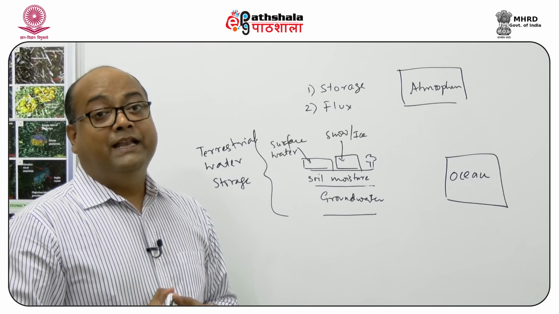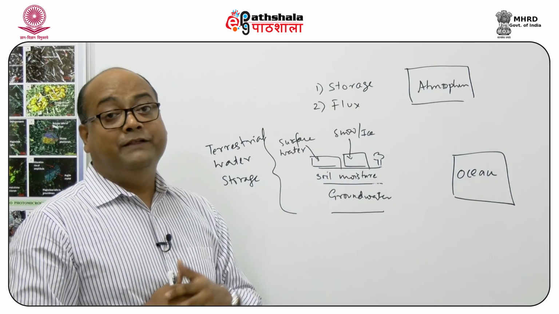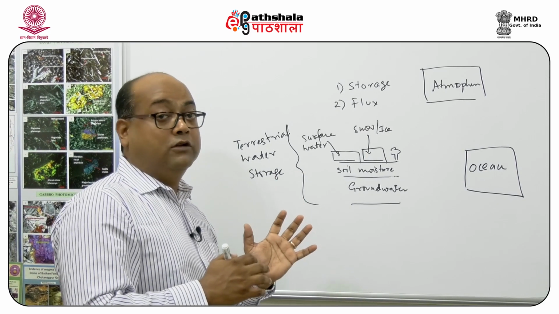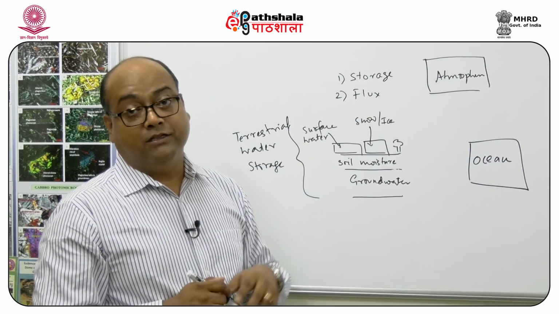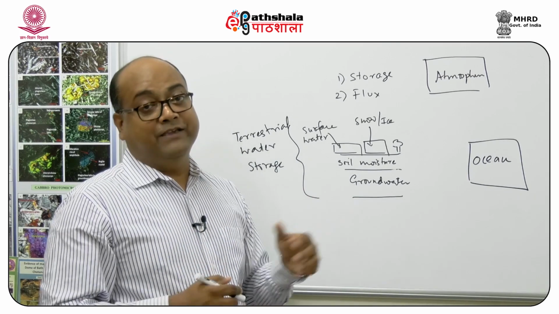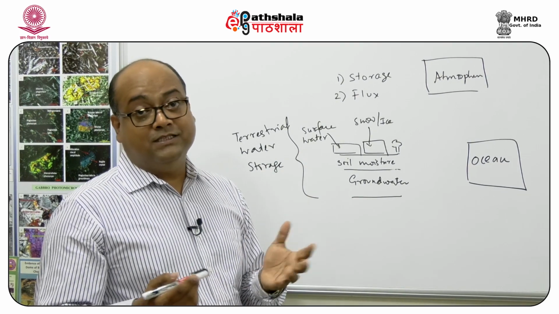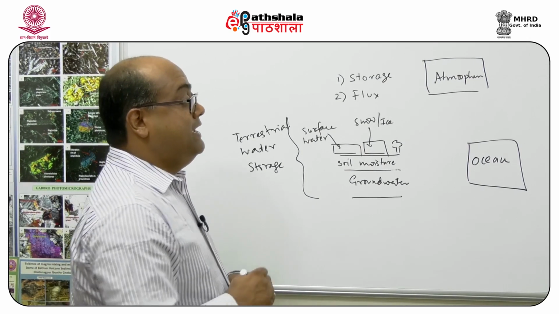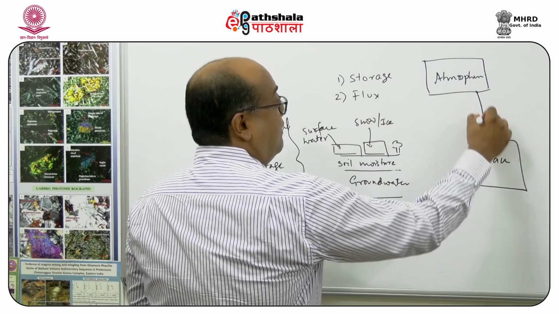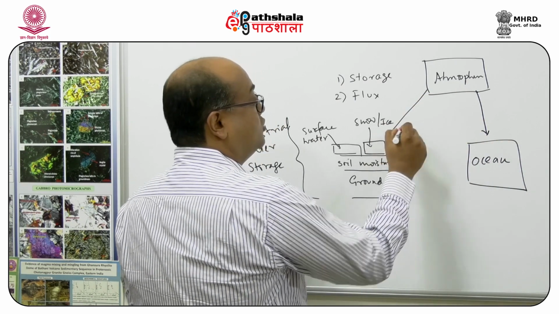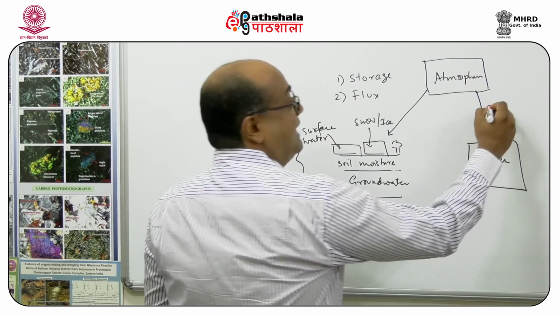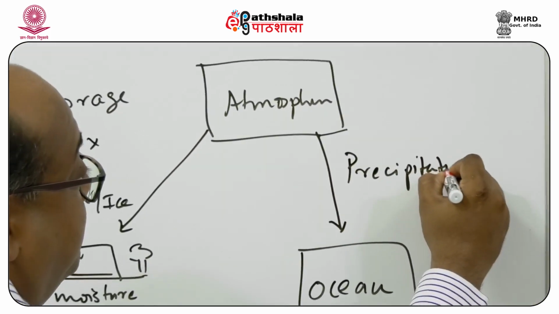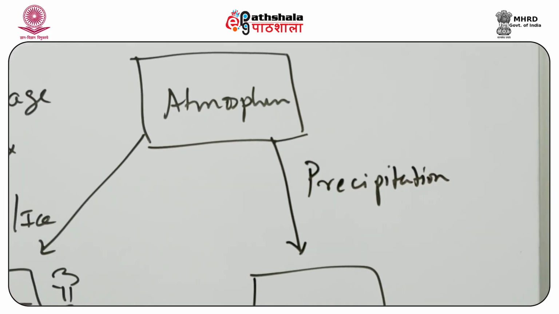Instead of going into that, let us now try to understand what the fluxes are. Now, what is a flux? Flux is basically movement of water from one storage component to the other. There are different names given for each of these fluxes, which we have already faced in our common lives. For example, the movement of water from the atmosphere to the ocean or to the land, we call precipitation, or rainfall.